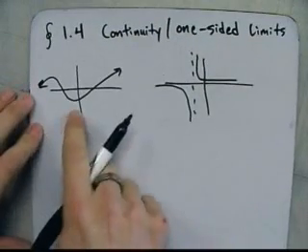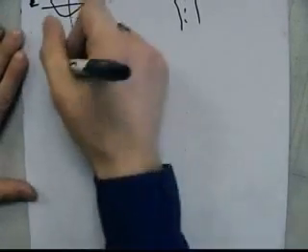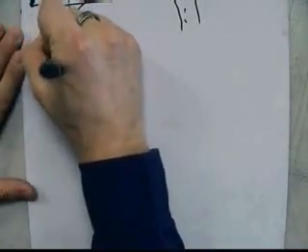So, continuous is pretty straightforward. You can draw the line without lifting your pen. You're good. It's continuous. If it's not continuous, there's a couple different kinds. One of them is called removable.